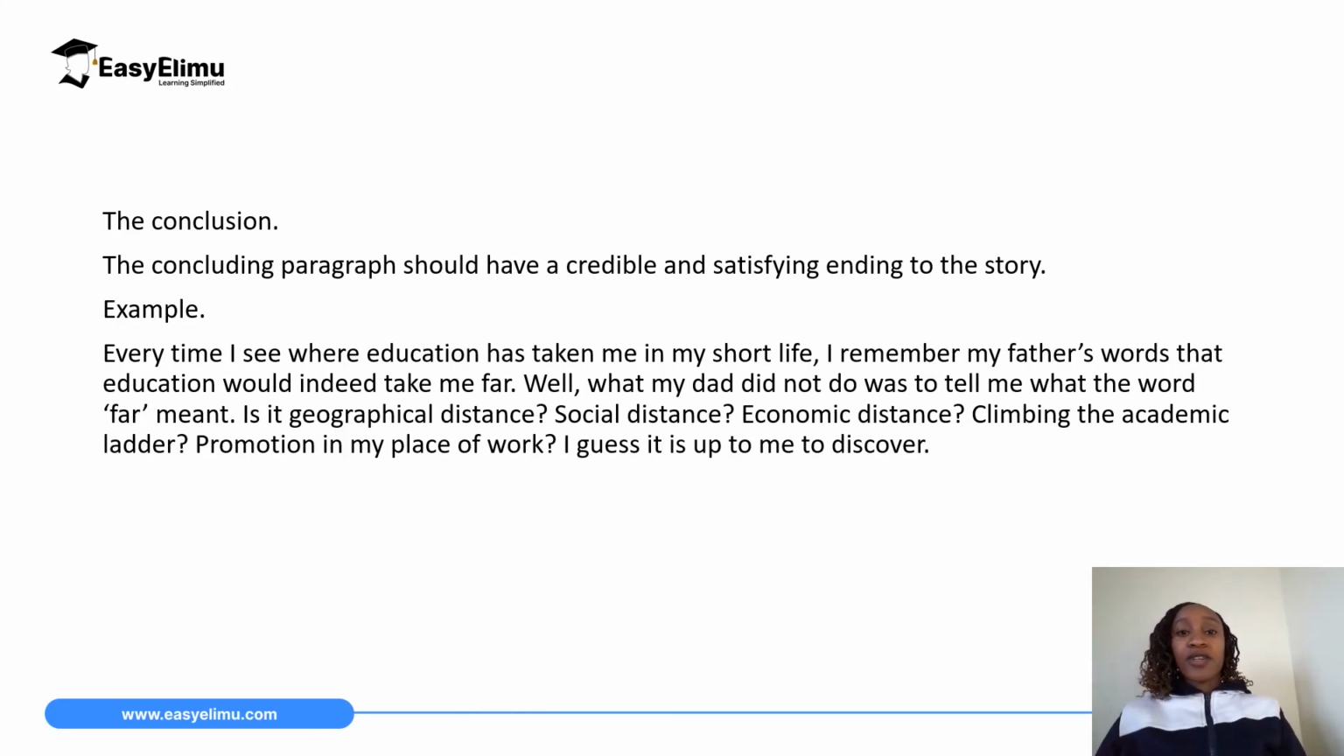And lastly, after you have introduced your composition and developed it in the body, you now want to end. We call that the conclusion. That is the last part of your composition, maybe the last paragraph or the last two paragraphs where you're winding down. So this is the part that signifies that this is the end of the composition, and it should have a credible and satisfying ending. That means don't leave your reader hanging. Don't leave the story hanging. Complete the story. So let us have a look at an example of a conclusion.